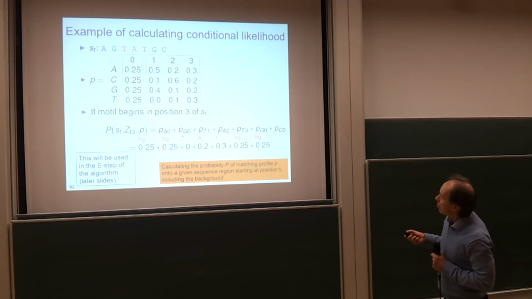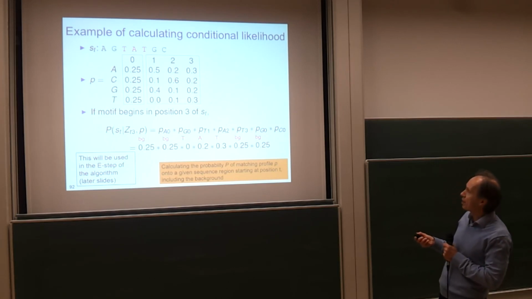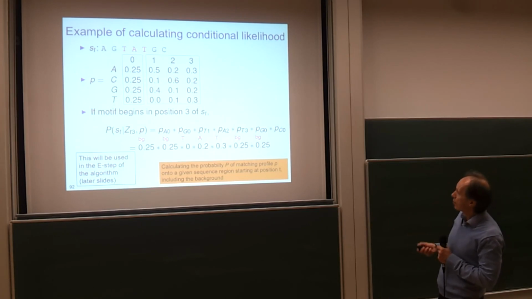Okay, so what is the chance now that we have this profile? We would like to, for example, find the probability of the fragment TAT, 3 long, in this sequence, given this profile. We're going to use this profile. So let's see what happens. What are we looking at?